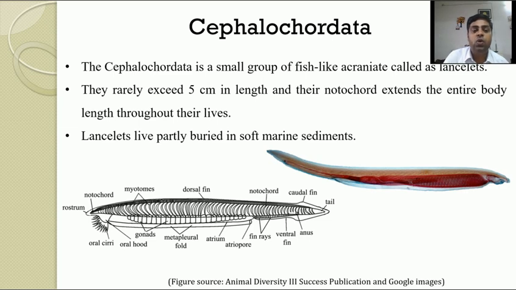Now they are so called cephalochordata because the notochord is present from the anterior part of the body and it reaches up to the posterior part or the tail part of the body. Hence they are referred to as cephalochordata, and moreover, this notochord is persistent throughout life. So this is the very important character for cephalochordata.